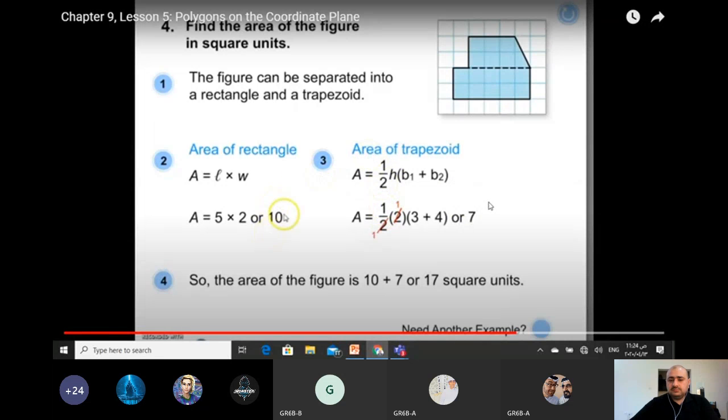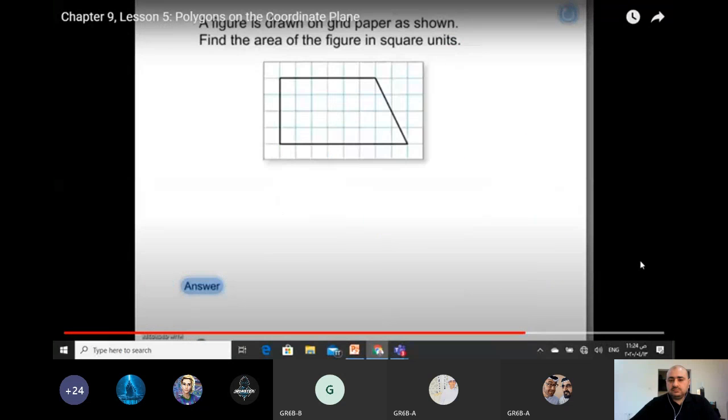Continue. The total area would be the 10 for the rectangle plus the 7 for the trapezoid, and you get 17 square units. Similar problem here.